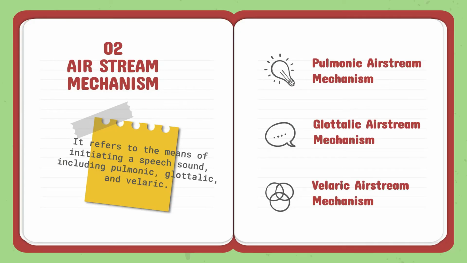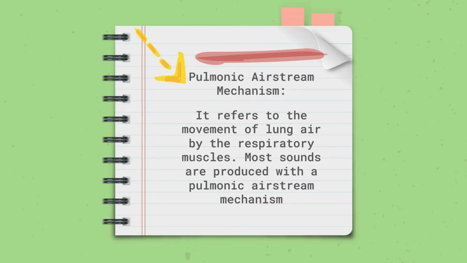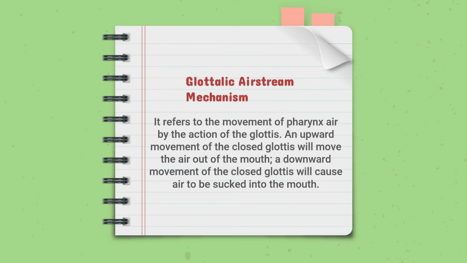Airstream mechanism. It refers to the means of initiating a speech sound, including pulmonic, glottalic, and velaric. Pulmonic airstream mechanism. It refers to the movement of lung air by the respiratory muscles. Most sounds are produced with a pulmonic airstream mechanism. Glottalic airstream mechanism. It refers to the movement of pharyngeal air by the action of the glottis.